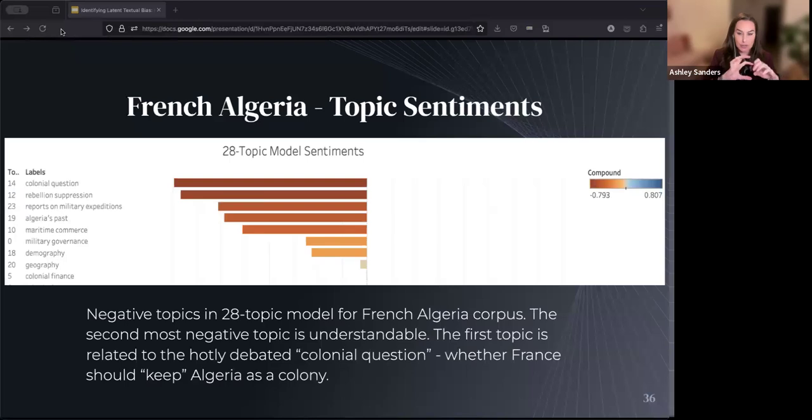And again, just going back to the time frame, these articles appeared starting in 1838, and when they were printed all the way up through 1858. But this topic was really relevant in the 1830s and 1840s as France was trying to decide whether or not to remain in Algeria and try to colonize it.